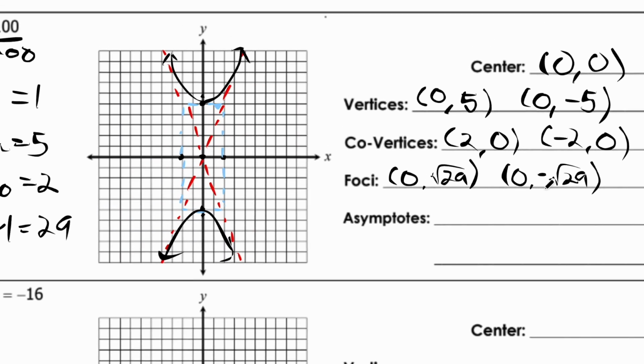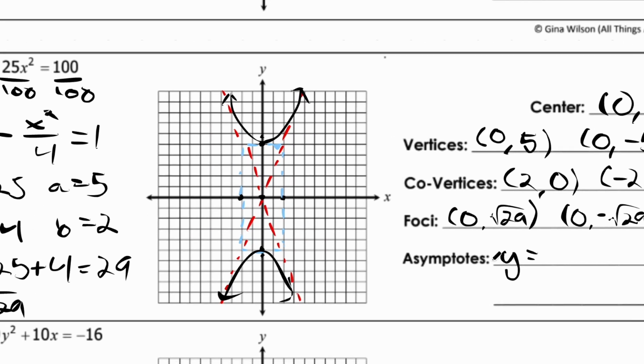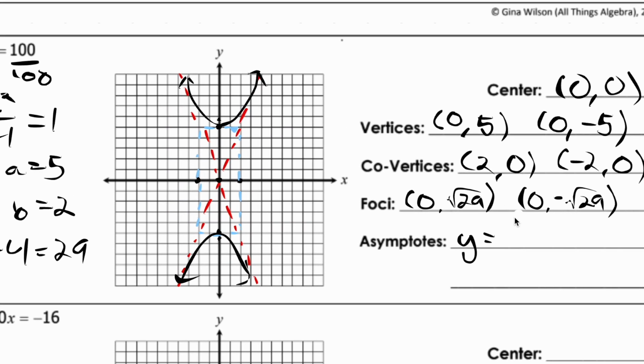And so our asymptotes for this one, it's a vertical hyperbola. And so that means we have a over b. So our a value is 5, and then our b value is 2. So we're going to have 5 halves times x minus 0, which is just x, plus 0. So I'm just going to leave it like that, and then we're going to do the negative version of that.